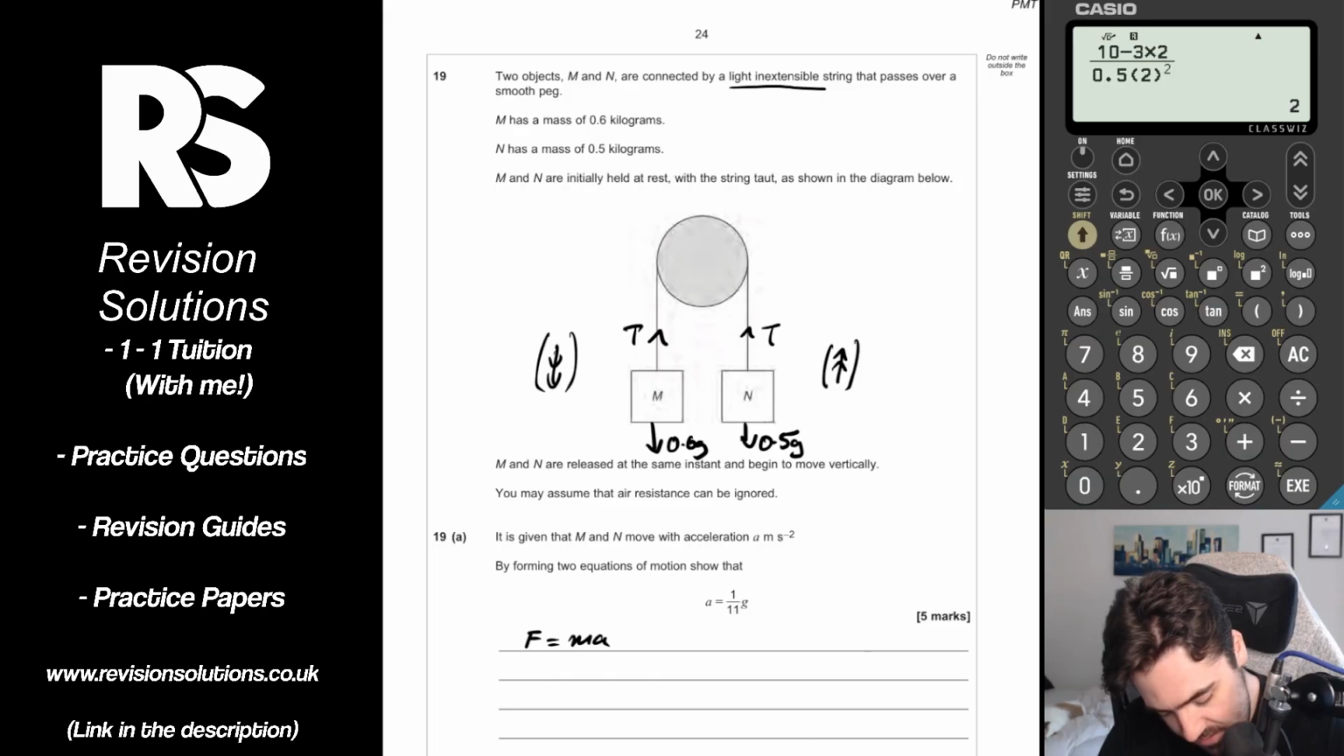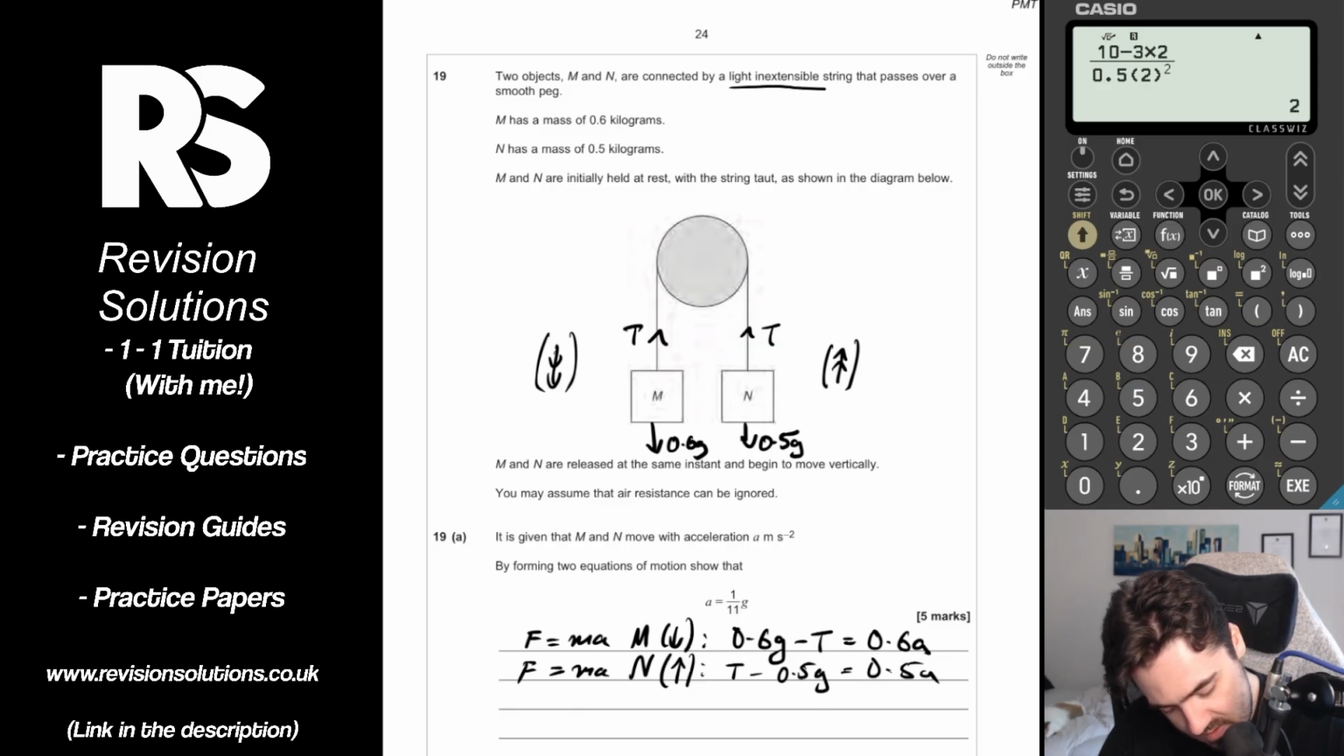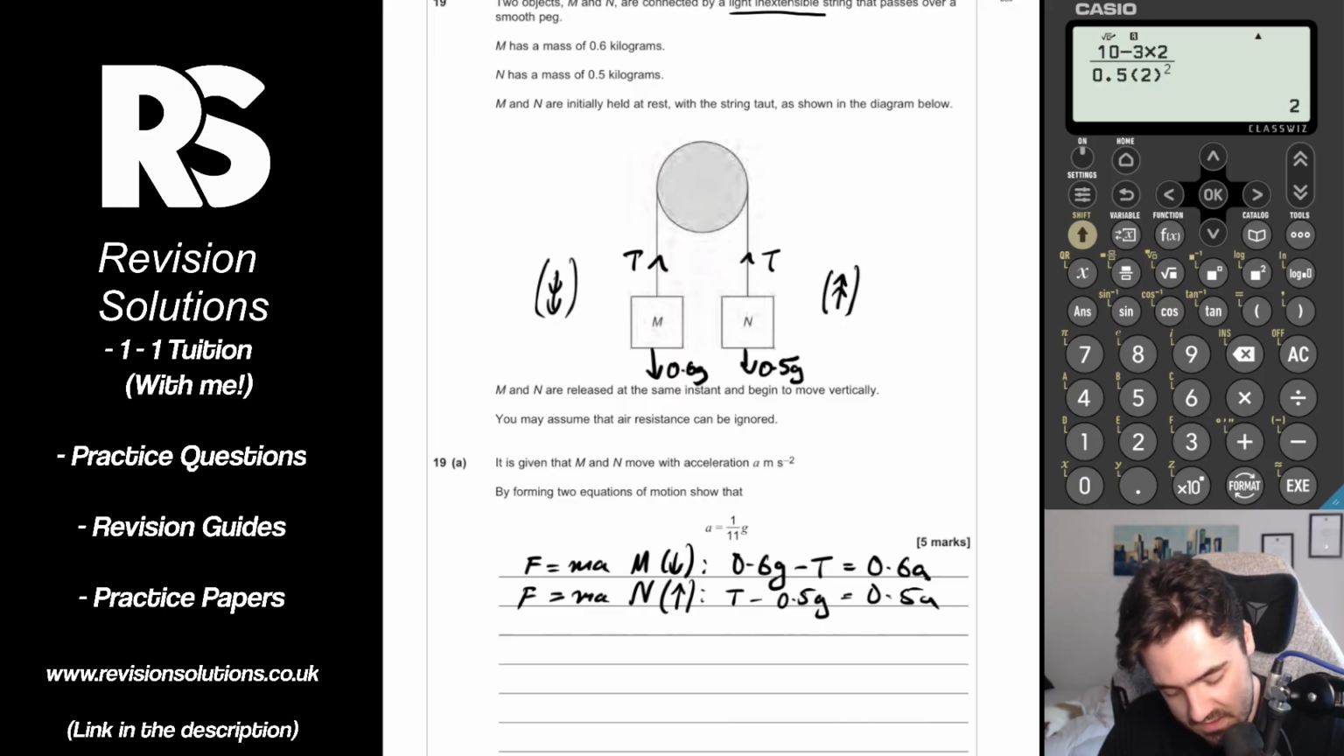So for mass M going down, we'll get 0.6g minus T equals 0.6a. And then doing the same thing for mass N, and now we have to consider that one going up, that's going to be T minus 0.5g equals 0.5a. And we're after the acceleration, so we'd like to eliminate T. We can do that just by adding the equations, because the minus T and T would cancel.